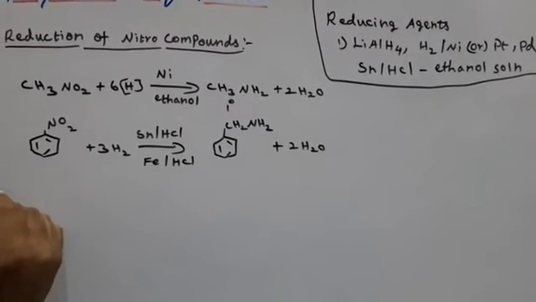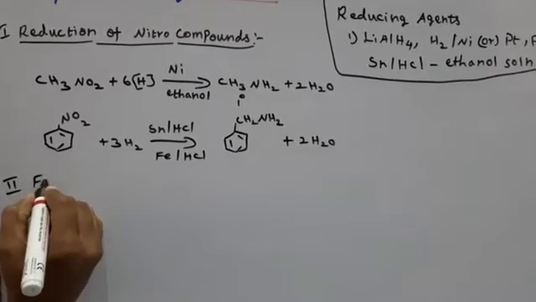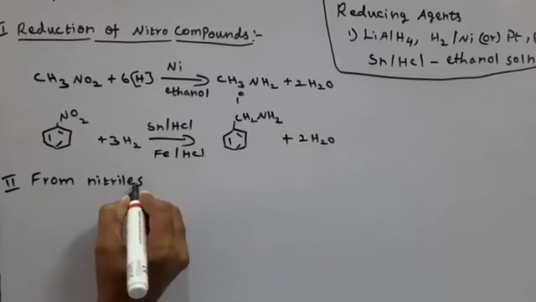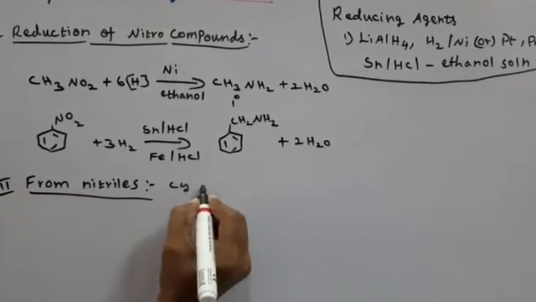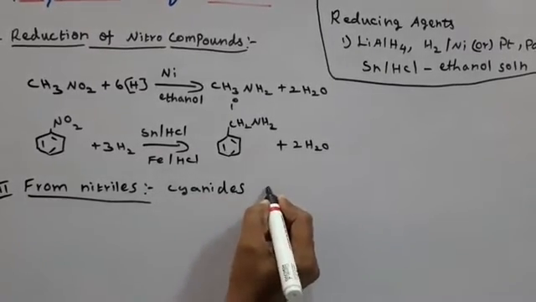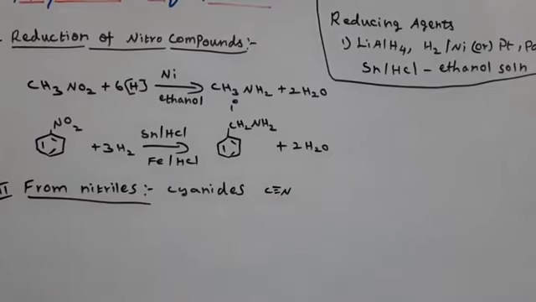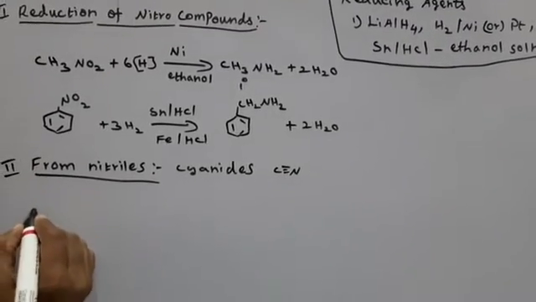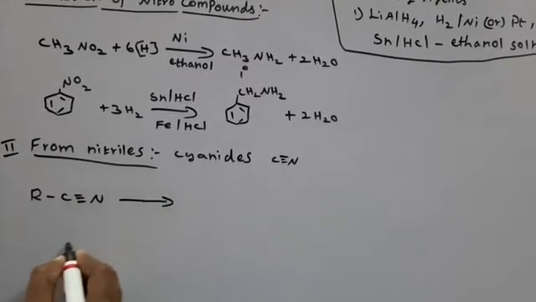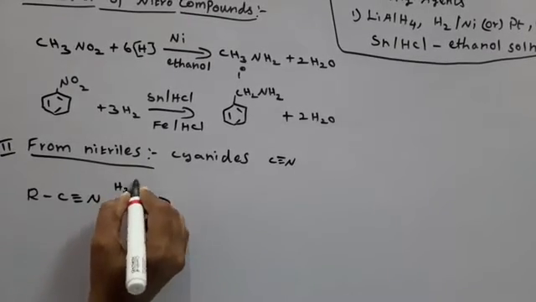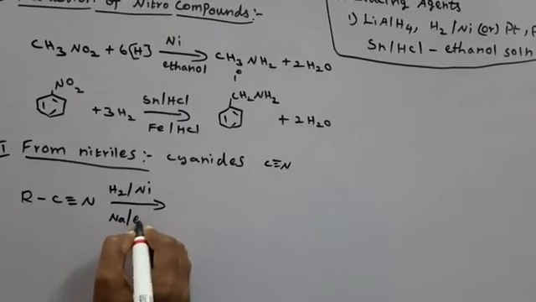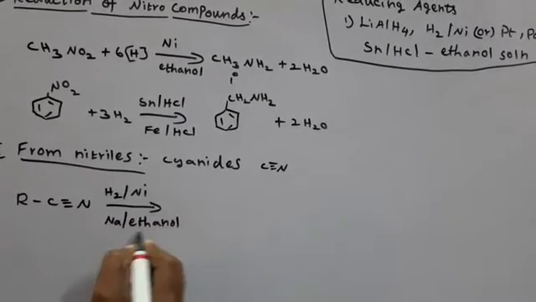The second one, reduction of nitriles. Nitriles is nothing but cyanides. The functional group is CN. So here an alkyl cyanide in the presence of a suitable reducing agent like H2 with nickel, or sodium with ethanolic solution, ethanol or C2H5OH.